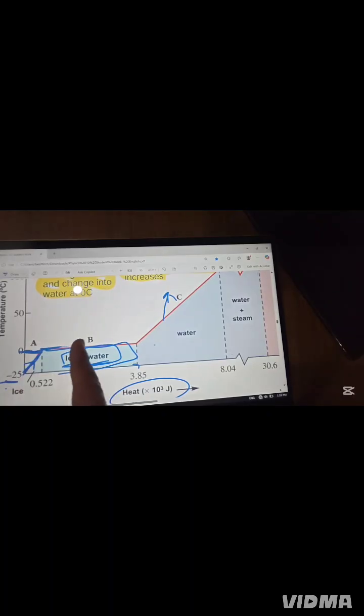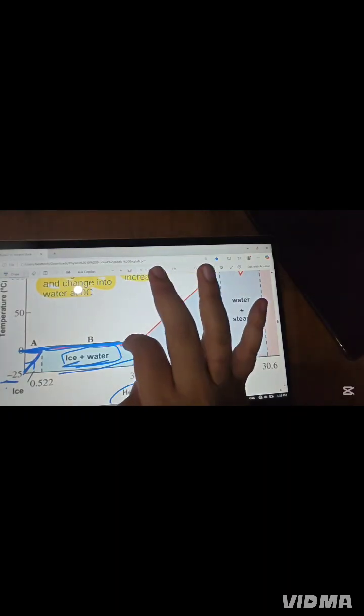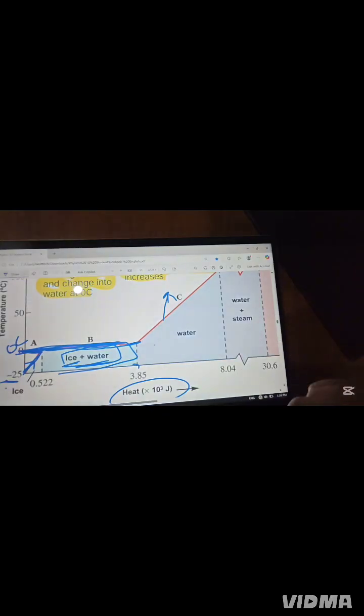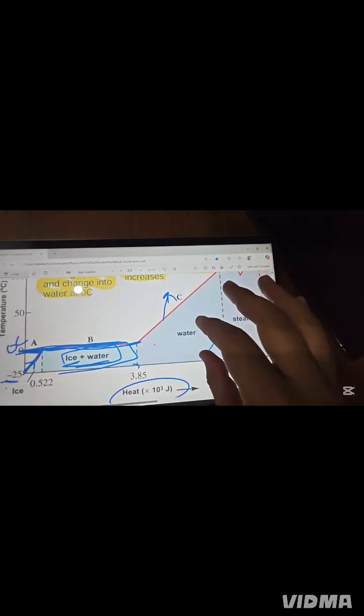In part B, the temperature is still 0 Celsius. Look, 0 Celsius. Then we will decide again to give them more energy. In part B we know the temperature is 0 Celsius, but I would like to give more energy to this region. When we give them more heat, more energy, what do you expect to happen?